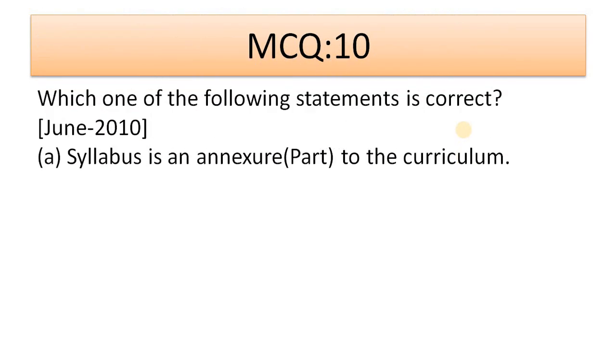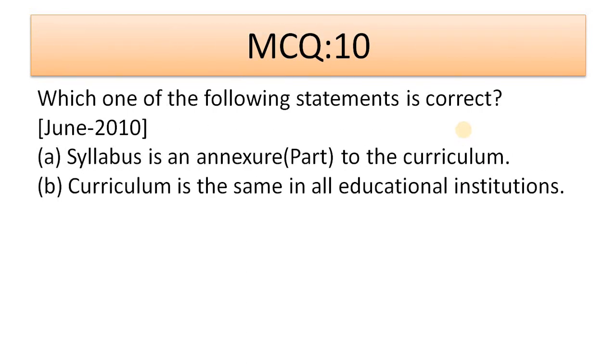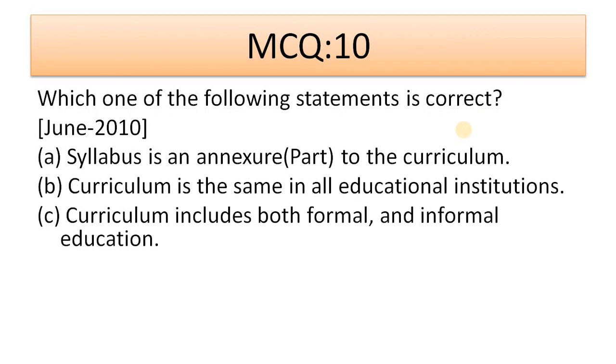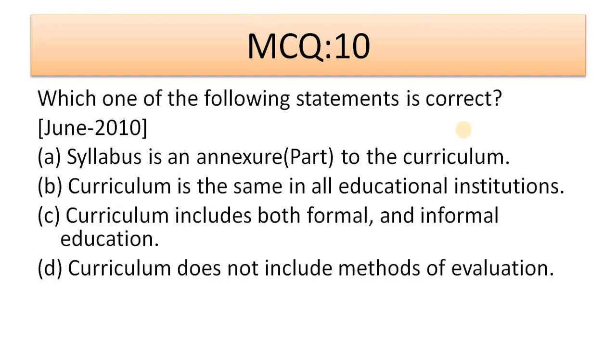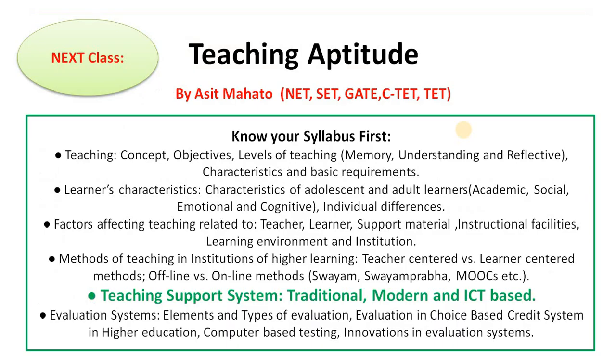Syllabus is an annexure or part of the curriculum. Curriculum is the same in all educational institutions. Obviously, it is not correct. Curriculum includes both formal and informal education. I think informal will not be a part of curriculum. Curriculum does not include methods of evaluation. Obviously, it includes the method of evaluation. Otherwise, how can we check the student's performance? So, obviously, option A will be the correct one.